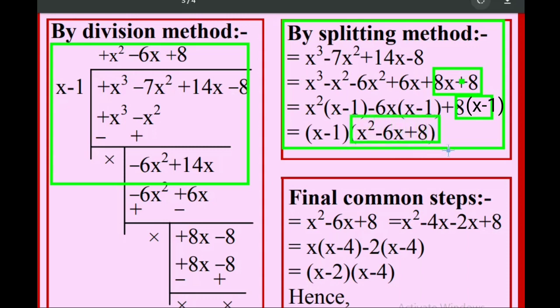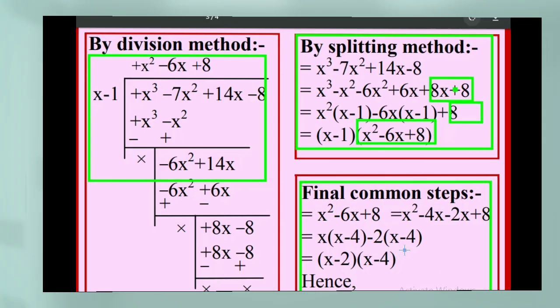And then after that, the process is the common process which we had discussed. Then finally we complete the solution and the answer comes the same, x minus 1 multiplied by x minus 2 multiplied by x minus 4.